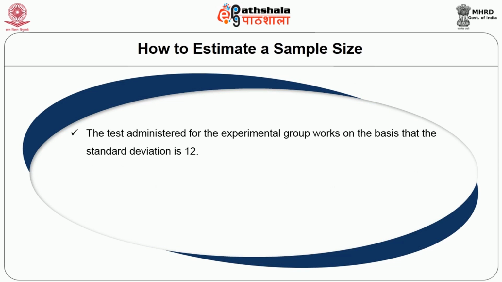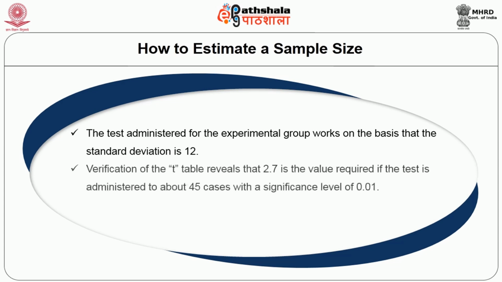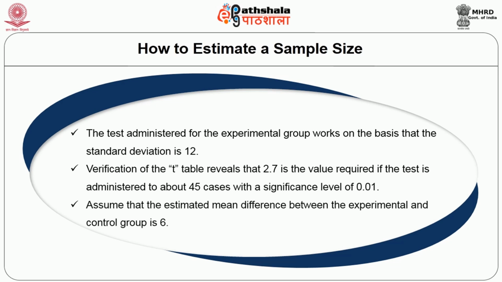Also assume that the test administered for the experimental group works on the basis that the standard deviation is 12. Verification of the t-table reveals that 2.7 is the value required if the test is administered to about 45 cases with a significance level of 0.01. Assume that the estimated mean difference between the experimental and control group is 6.